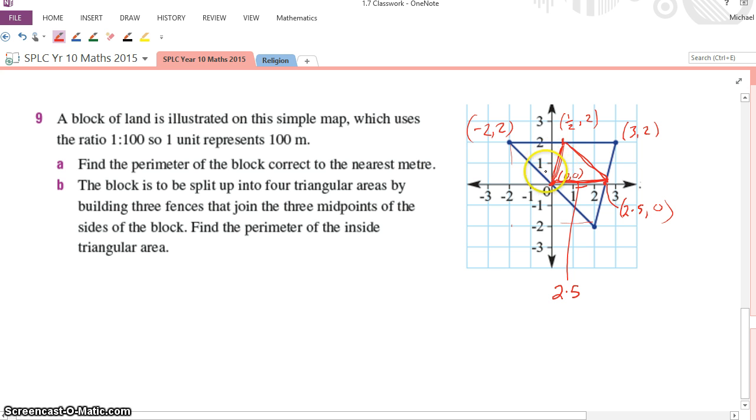This one here, I've gone from (0, 0) to (1/2, 2). So the distance, I'm going to call that one D1. D1 squared is going to be the difference in the x coordinate squared and the difference in the y coordinate squared. Because it's got a half in it, I just want to make sure I get it right. (1/2 minus 0) squared plus (2 minus 0) squared.